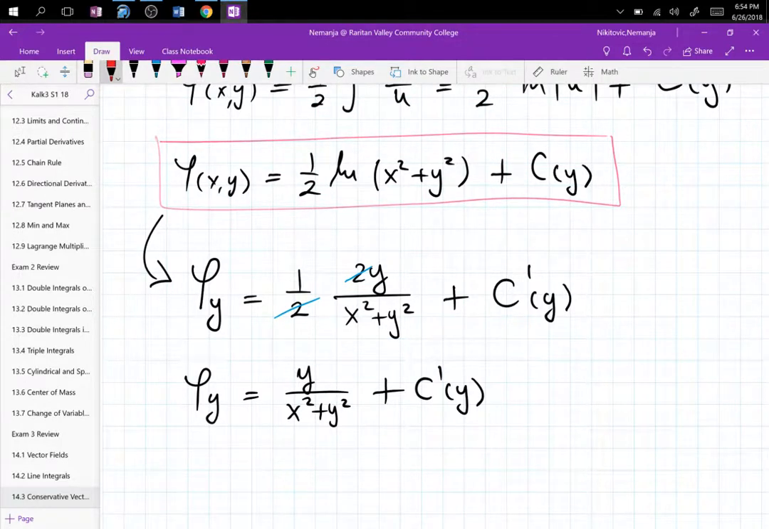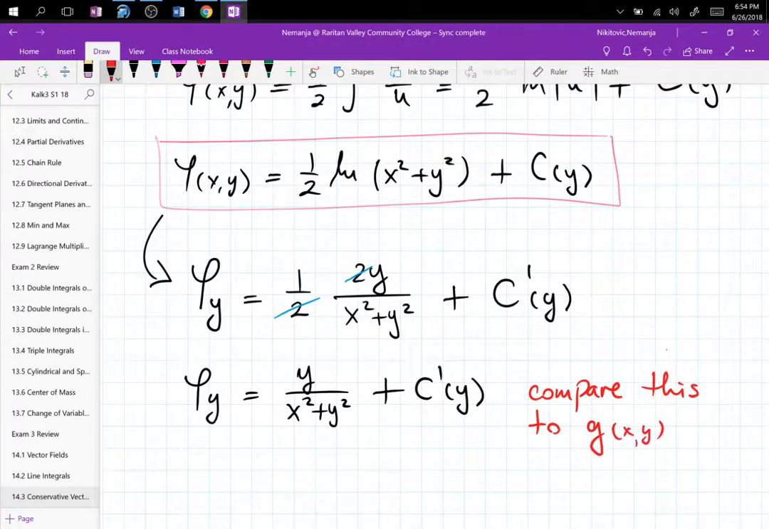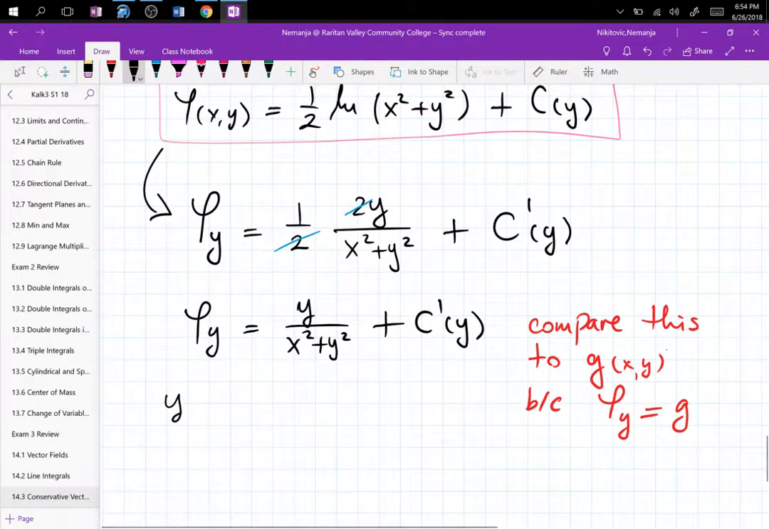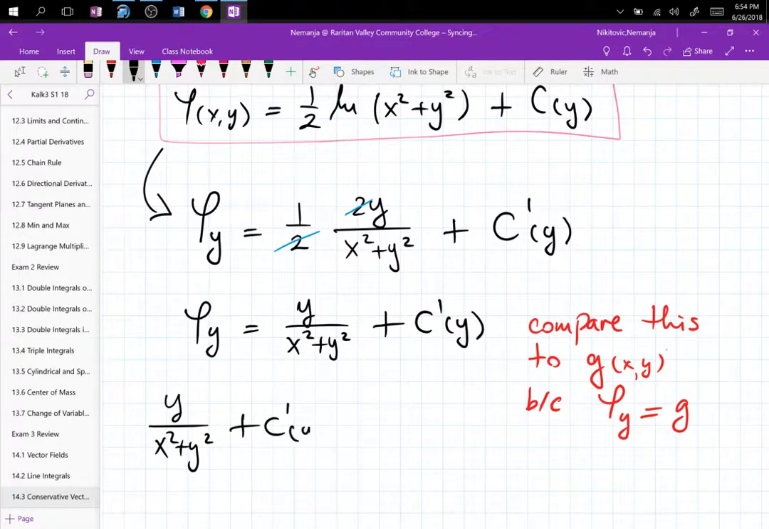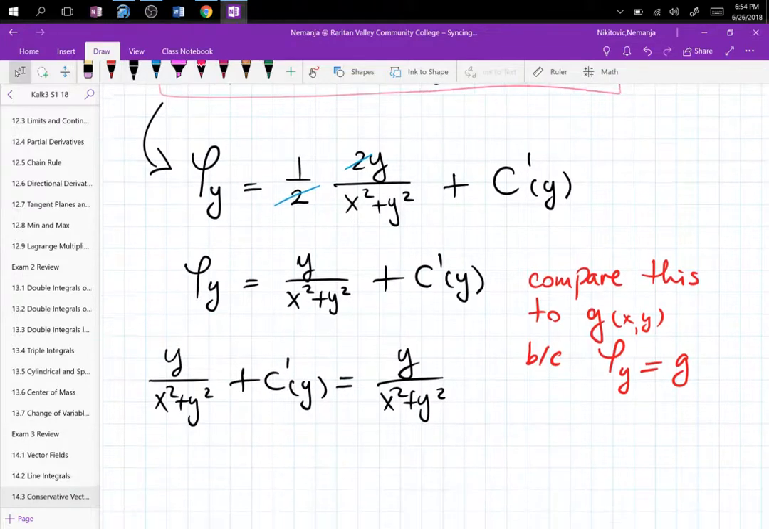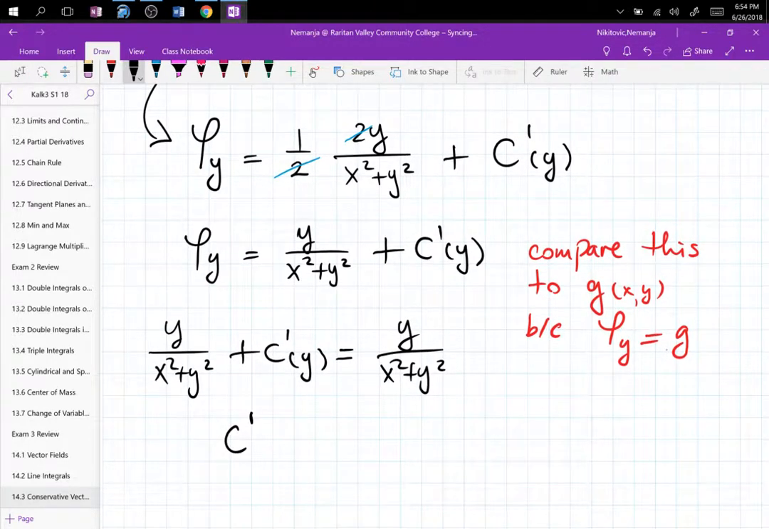Now compare this to g(x,y), because phi y must be equal to g. So what I have is that y over x squared plus y squared plus c prime of y is equal to g, which was y over x squared plus y squared, from where we get that c prime of y is equal to 0.